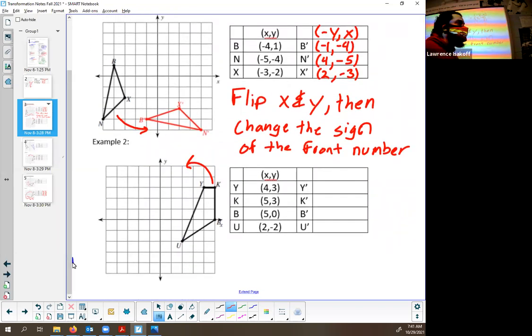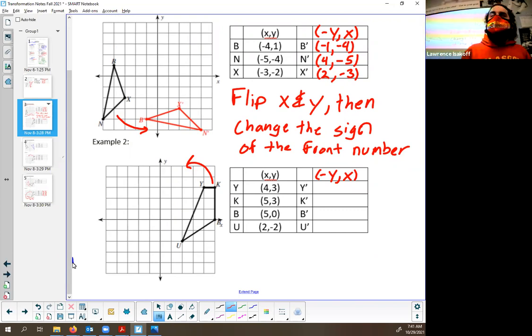So here's the nice part about these. These rules always stay the same. So if I'm doing a 90-degree rotation in example 2, I know it's going to be, again, -y, X. So let's flip this, and then the number that ends up in front, we change the sign on.